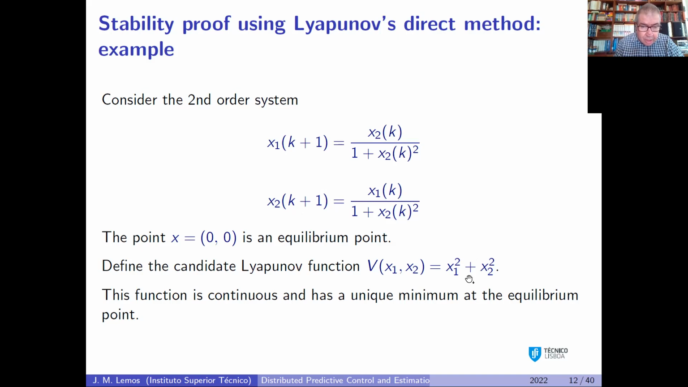The first thing: V must vanish at the equilibrium point, which is (0, 0). So for x1 equal to 0 and x2 equal to 0, 0 squared plus 0 squared is 0, so V of the equilibrium is 0. And it's continuous because this is a sum of polynomials, so you don't have any discontinuity. There are no values of x1 and x2 for which V is discontinuous.